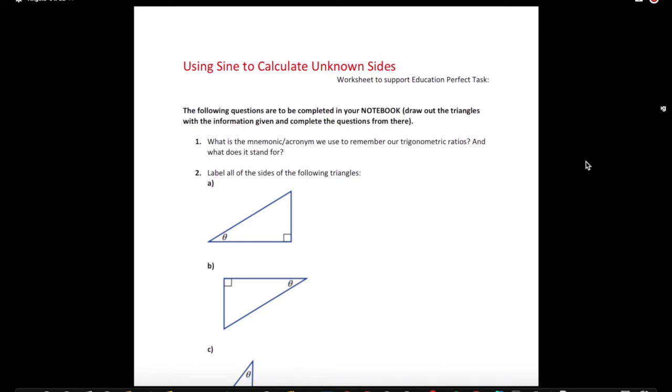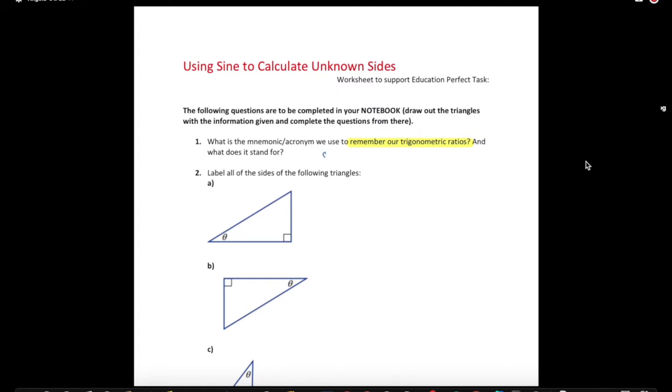So in this recording, we're going to be looking at working through the worksheet that you've been allocated to explore and consolidate your understanding of sine. So for example, if we start with the first question, you're asked which acronym we use to remember our trigonometric ratios. So I'm just going to highlight that, and it's really important that you do try and remember the acronym because it will help you learn which of the features of a right angle triangle are required for each ratio.